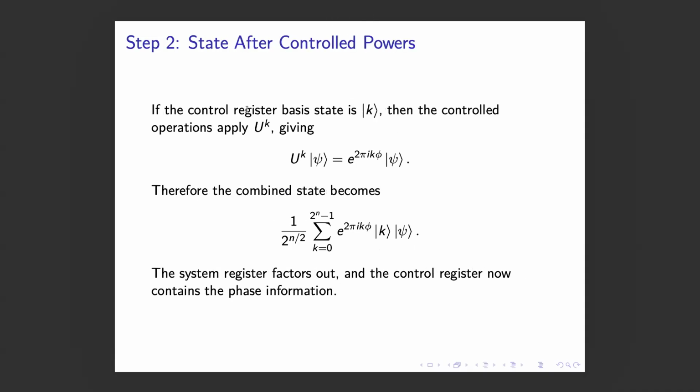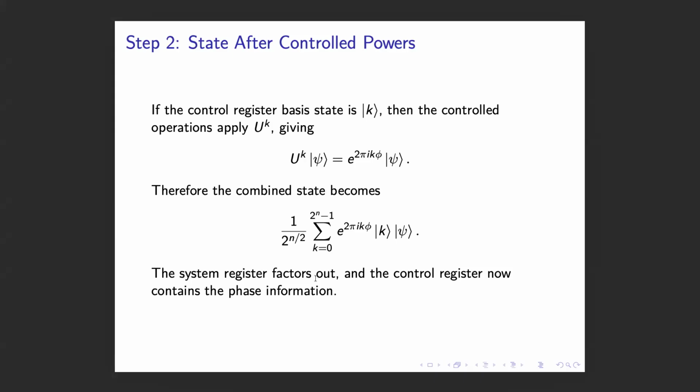The state after these controlled powers, if the control register basis state is k, then the controlled operation U to the k gives us this. And you can easily extend that one qubit example which we showed on the whiteboard. That means the combined state becomes this expression which you see here. And when you look at this one, it looks very close to what you've seen with a quantum Fourier transform. So the system register factors out.